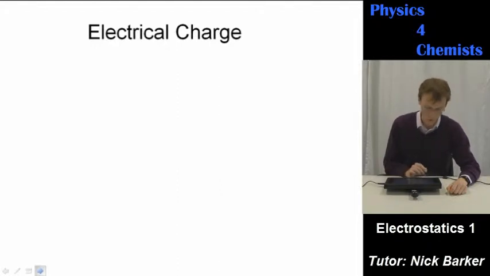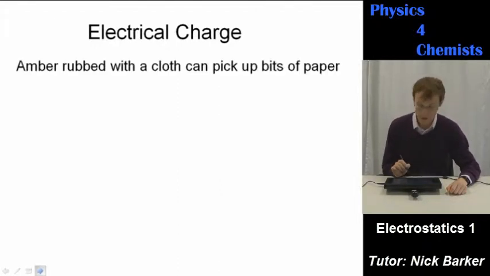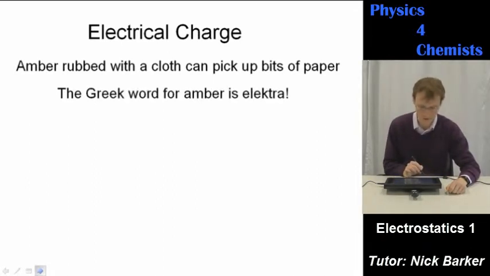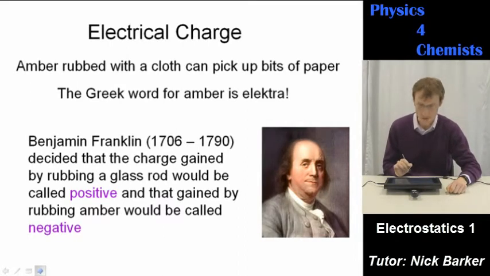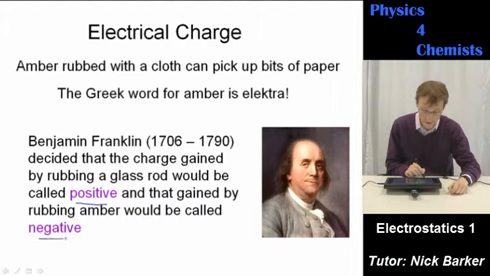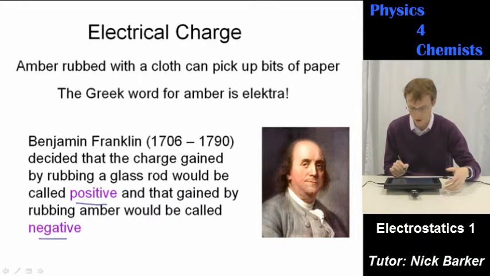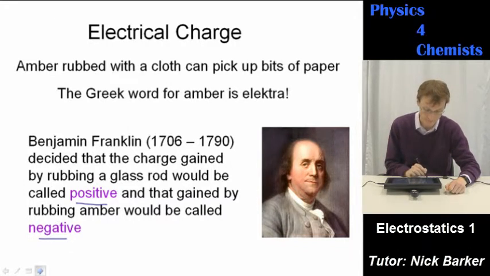Electrical charge, first of all. Amber rubbed with a cloth can pick up bits of paper, and the ancient Greeks noticed that. This has been well known for a long time. And the Greek word for amber is electra, which is where we get electricity from, an electron. Benjamin Franklin, very clever man, been dead a while, died in 1790, but he decided that the charge gained by rubbing a glass rod would be called positive. And if you rub some amber, that gains a charge as well, and he would call that negative charge. And we're left with those two terms, electrical charge is positive and negative, as a result of a decision made by Benjamin Franklin a very long time ago.